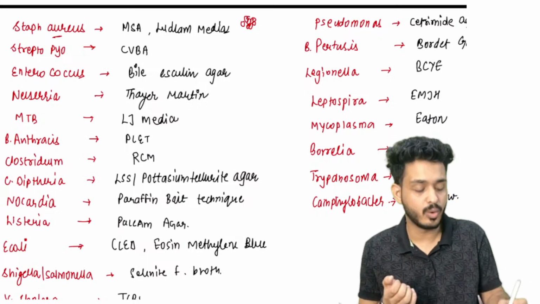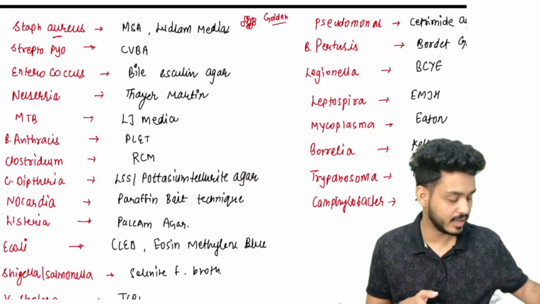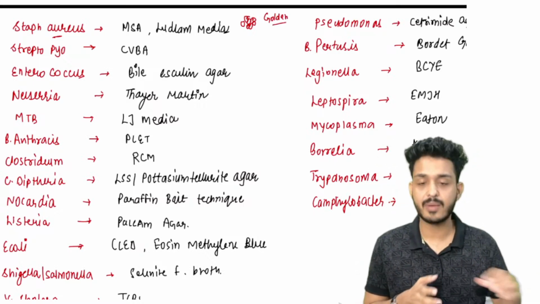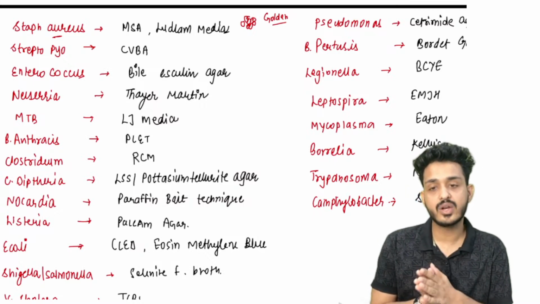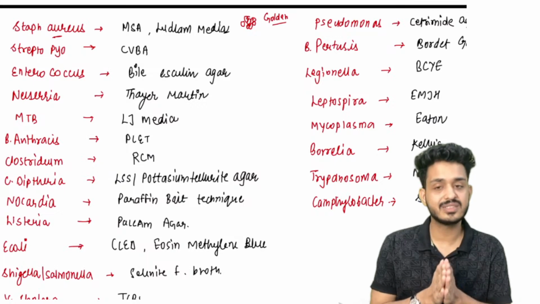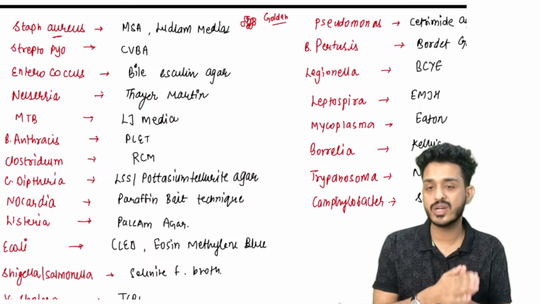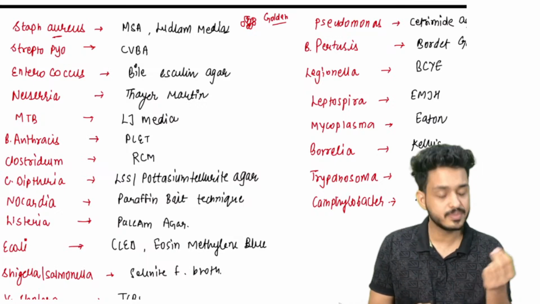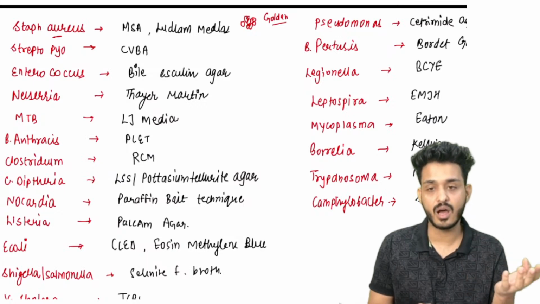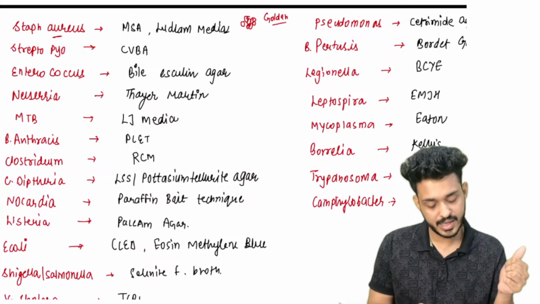Aureus, AU is gold, so you will be having golden color colony. Strepto will be Streptococcus pyogenes, that would be a crystal violet blood agar. Enterococcus, wherever you are sitting, just try to speak with me. Staph aureus, MSA or Ludlam's media. Second one is your Streptococcus pyogenes. Pyogenes will be crystal violet blood agar. Okay, next one is about the Enterococcus, that is bile esculin agar.